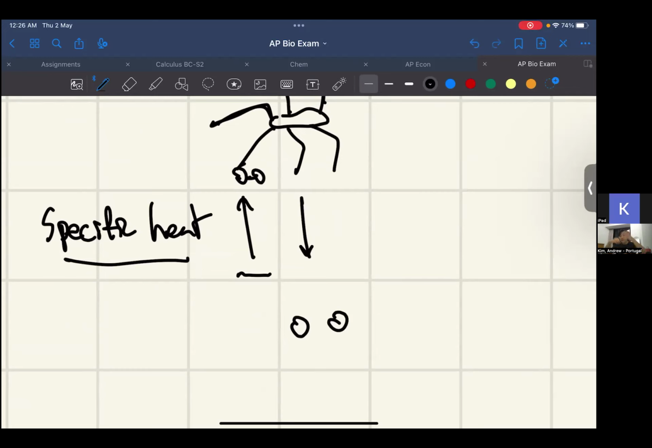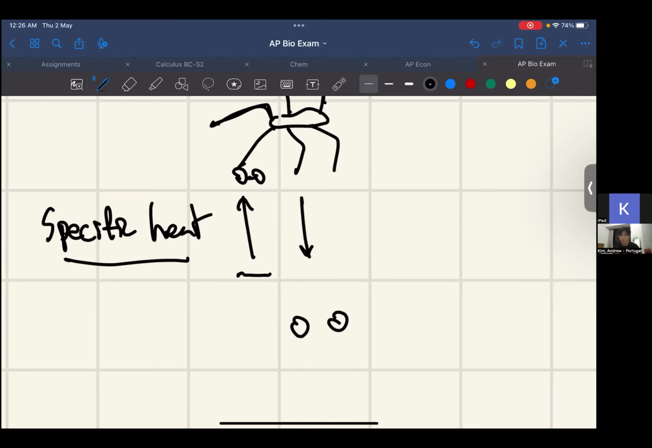Now, compared to just fluid, just freely moving molecules, if molecules are pulling each other, then it would be harder to make each molecule move faster and make its temperature go higher easily, right? So that is why water has high specific heat, meaning that it's very hard to change its temperature.